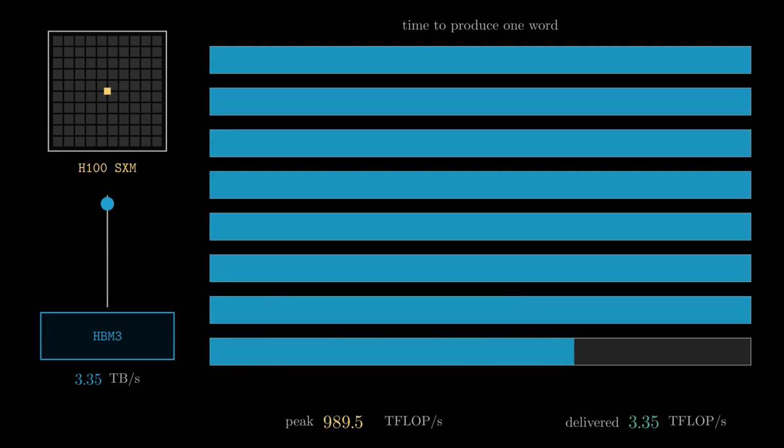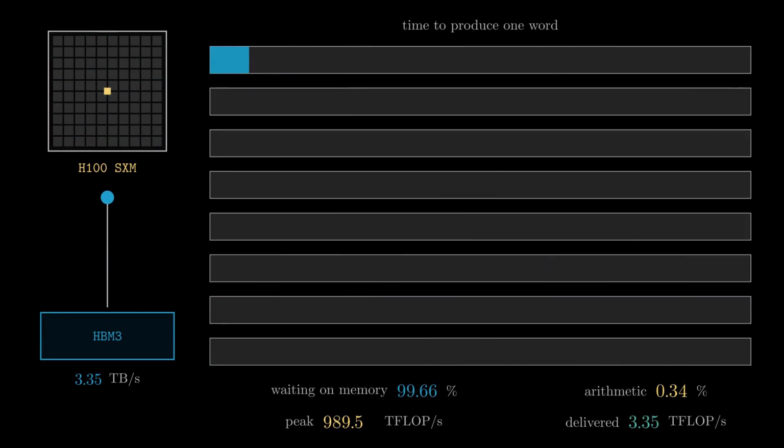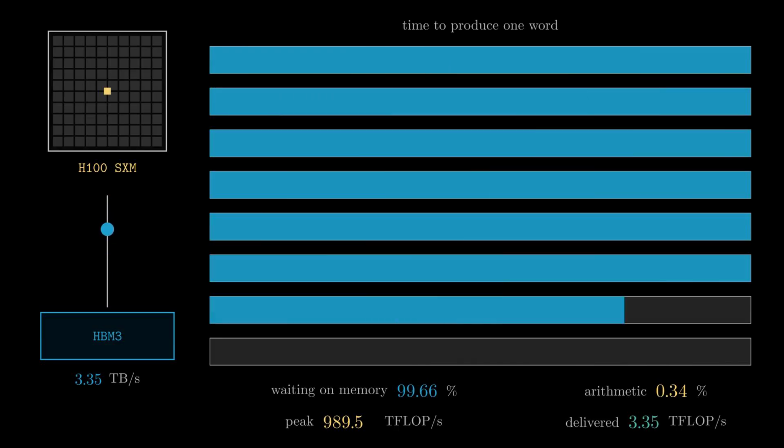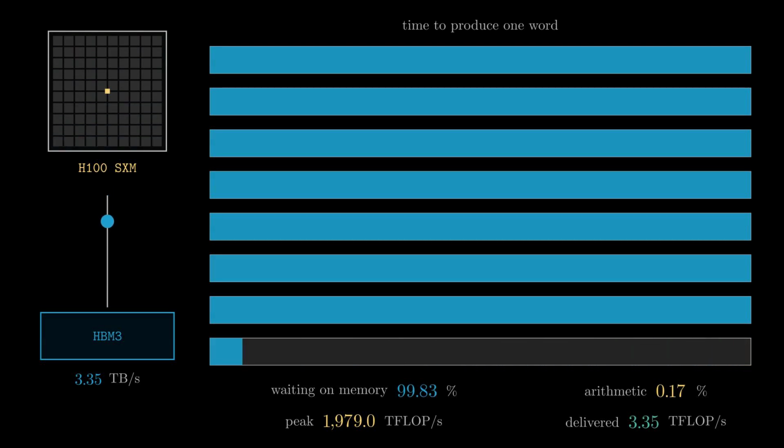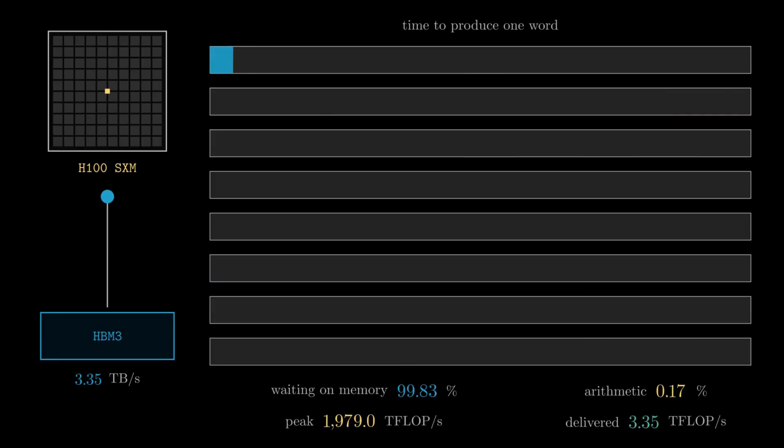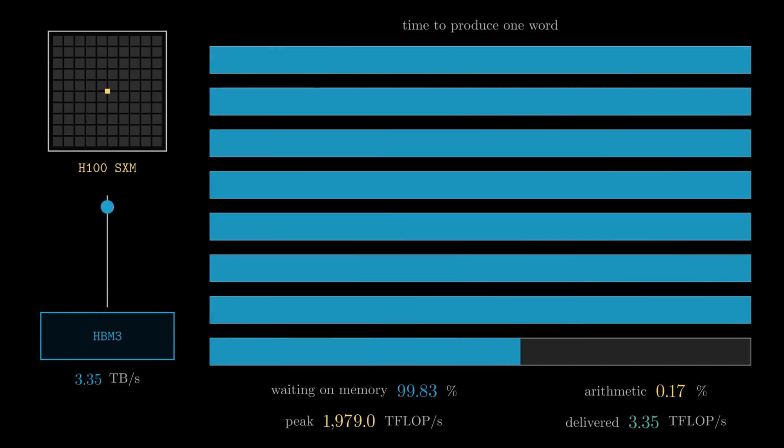Not arithmetic, it turns out. You are paying for a walk out to memory and back, once for every single word. And the walk is so much slower than the arithmetic that the arithmetic may as well be free. And if you wanted to make it faster, the obvious answer, a faster chip, is the one thing that would not help you at all.